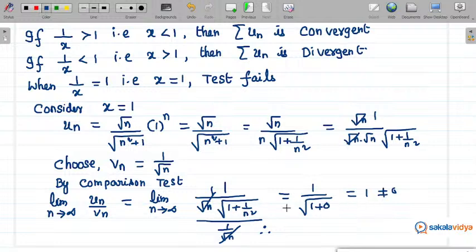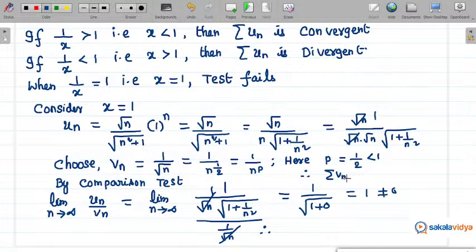How to test the convergence? Actually here, Vn is 1 by root n. This we can write as 1 by n to the power of 1 by 2. This is comparing with 1 by n to the power of p. So here p is equal to 1 by 2. So 1 by 2 is less than 1. Therefore sigma Vn is divergent. Sigma Vn is divergent by p test. Clear? That we need to write here.